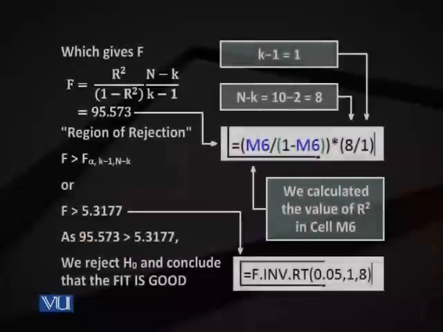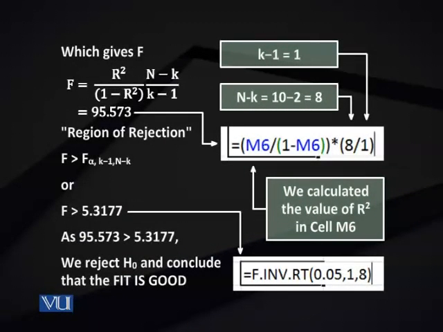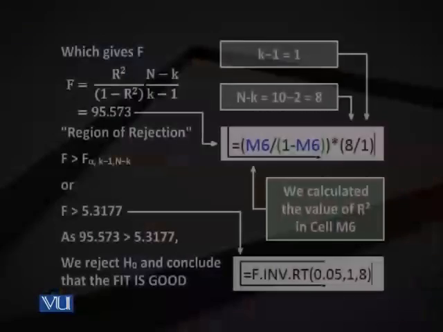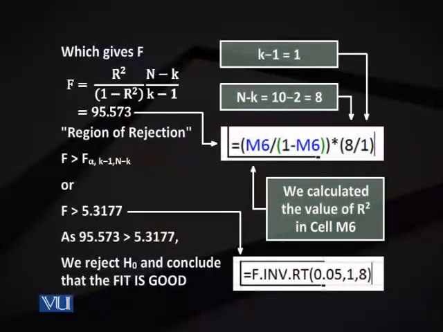So when we use this coefficient of determination to compute the value of the F statistic as given below, we get 95.573. Again, we used the formula M6 by 1 minus M6. We had basically calculated the value of R square in the cell M6, multiplied by 8 by 1. 8 is your degree of freedom because you have 10 observations and you have 2 restrictions, that is 2 parameters in this case. So 10 minus 2 gives you a value of 8, your n minus k or degree of freedom, and k minus 1 is 2 minus 1, which is 1. You can multiply it and get the value of F, which is 95.57.